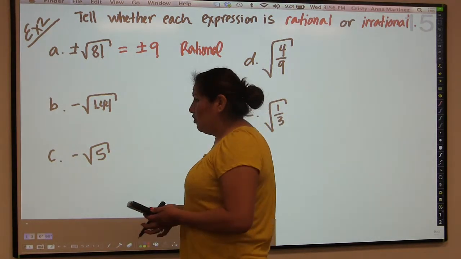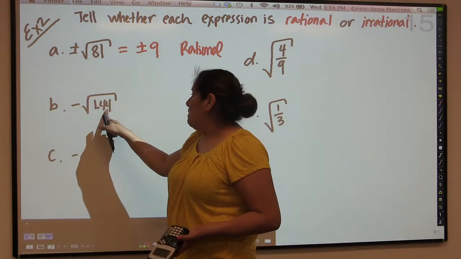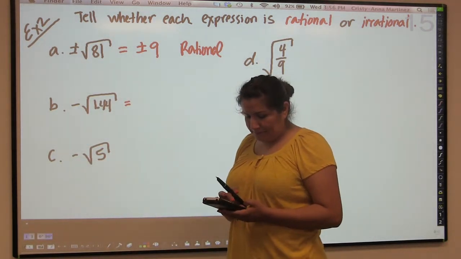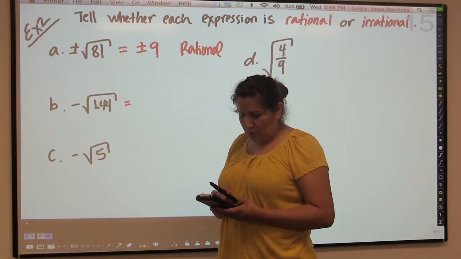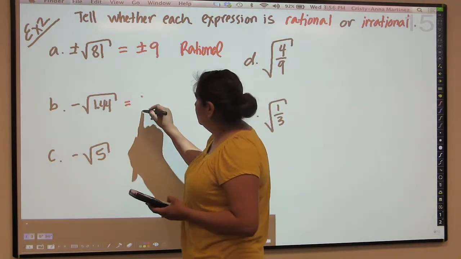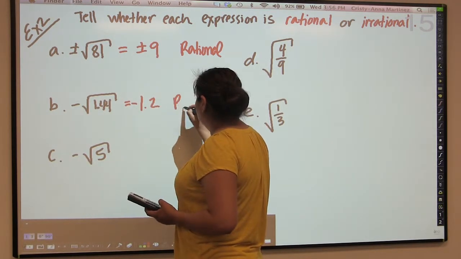This little guy, if you don't know what it is, you should kind of see the 144. The square root of 144 is 12. But this is 1.44, so we're going to go second on our calculators and go square root of 1.44, and we get 1.2. And because of that negative, you're going to have a negative there. And this is also rational.